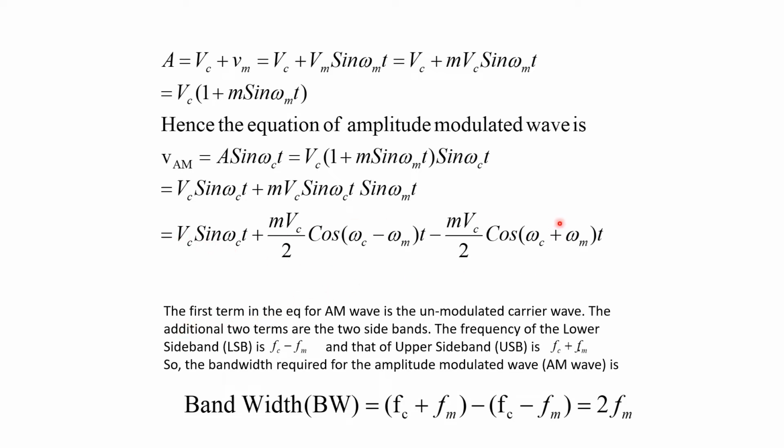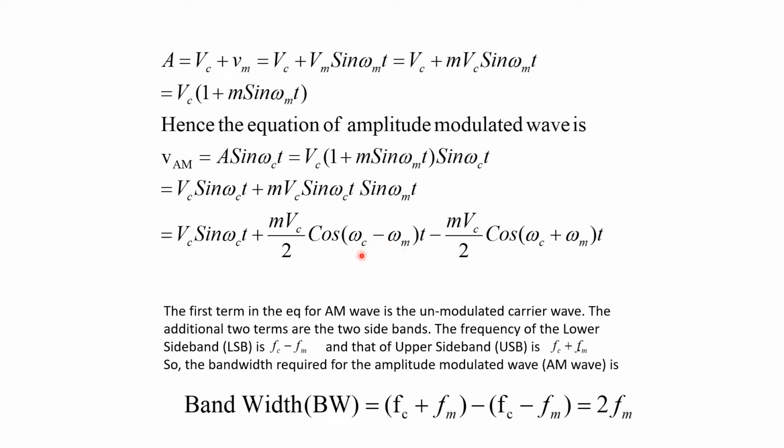Now, if we interpret this entire equation, which is the equation of amplitude modulated wave, what is the first term? The first term is Vc sine omega ct, which is purely carrier wave. This is the equation of the carrier wave. If it were a plain carrier wave, then its equation would have been Vc sine omega ct. But since we are now considering the amplitude modulated wave, in addition to the carrier wave, two additional terms are there.